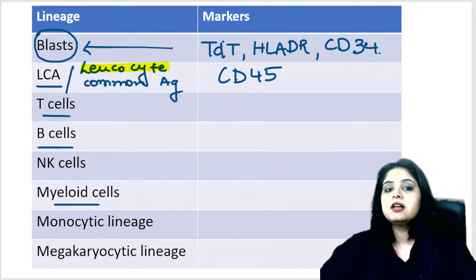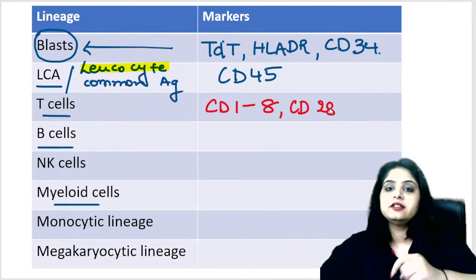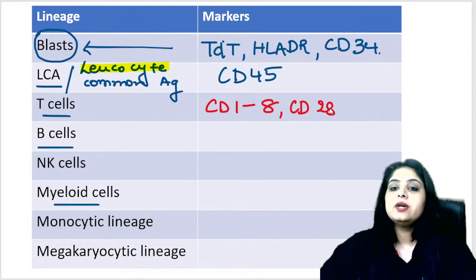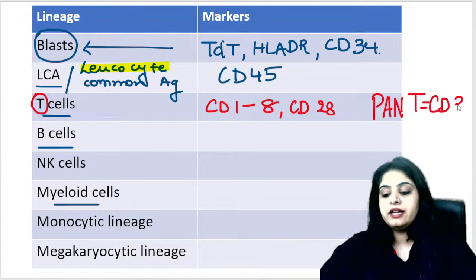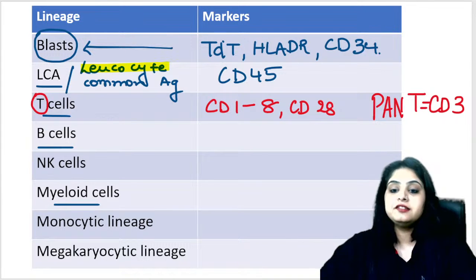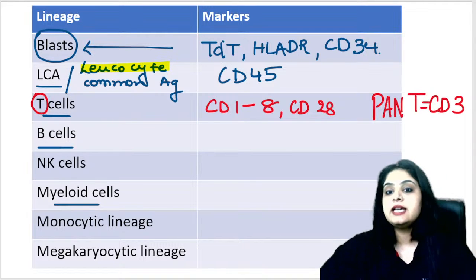Okay. What are the markers of T cells? How will we remember T cells? 1 to 8, 28. That is how you learn it. It sounds like a rhyme. 1 to 8 and 28. That is going to be the T cells. However, for every lineage, I will tell you one hero. That hero you have to learn. The pan T cell marker is what, guys? Pan T cell marker is CD3. Very good. So repeating 1, 2, 8 and 28 and pan T cell is going to be CD3.